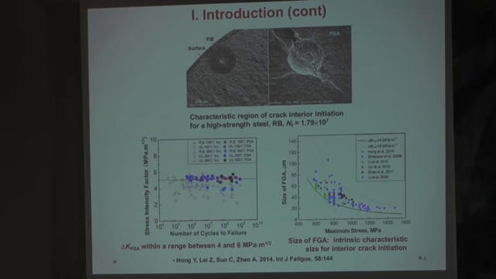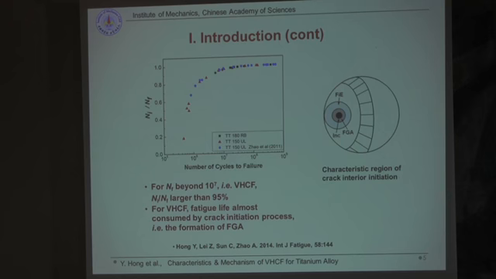We also collected a large amount of testing data from literature showing that these data of delta K_FGA, the stress intensity factor for this small region, lie between these 2 bounds, 4 and 6 MPa square root meter. Then we propose that the size of the FGA is a characteristic region of crack initiation for very high cycle fatigue. The size of the FGA we call the characteristic dimension.